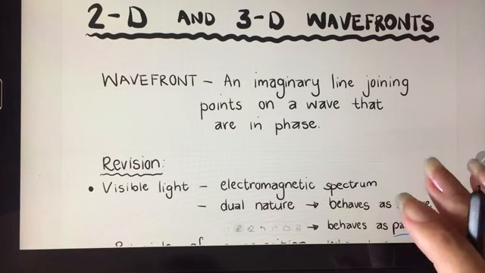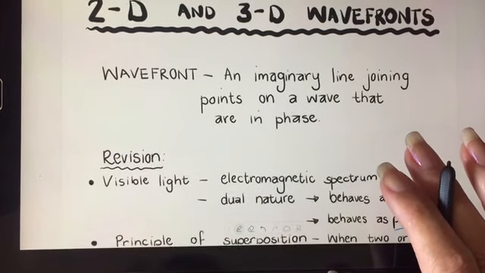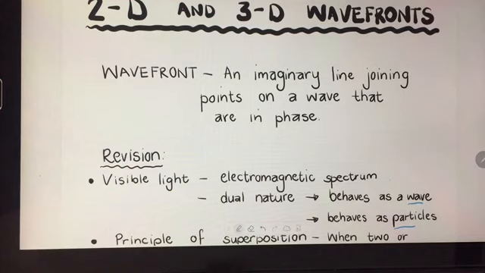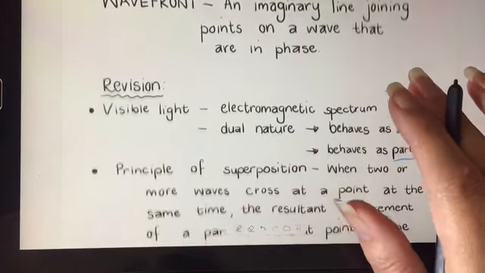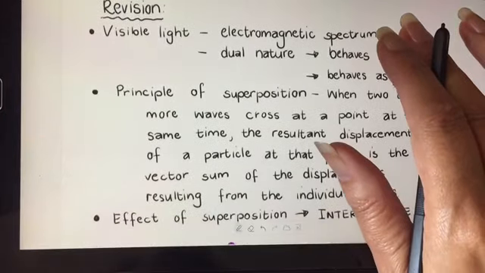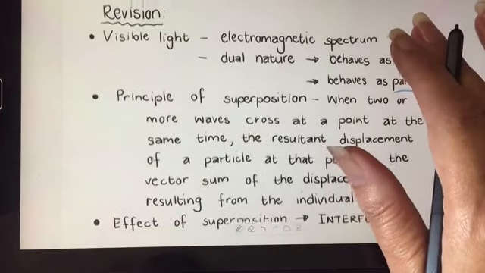Firstly, what is a wavefront? According to our definition from the guidelines, it's an imaginary line joining points on a wave that are in phase, and we'll take a look at that in a little bit more detail a bit later on. Then just a bit of revision from work you did last year.